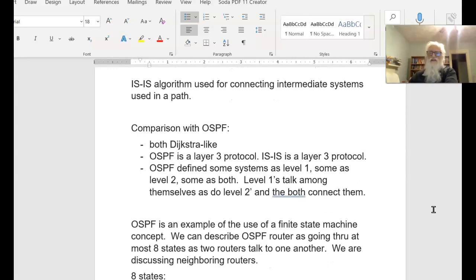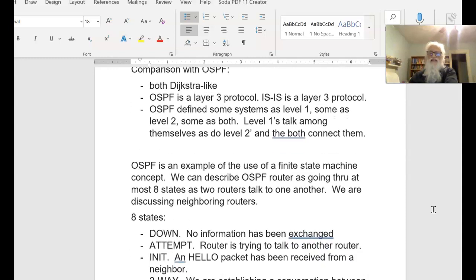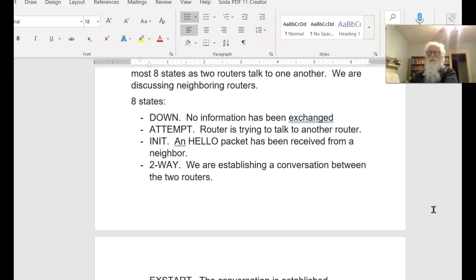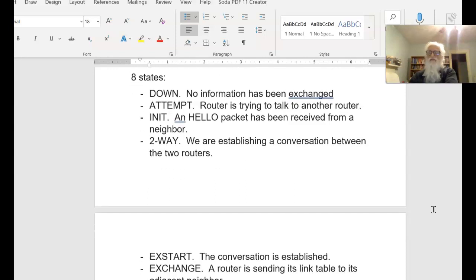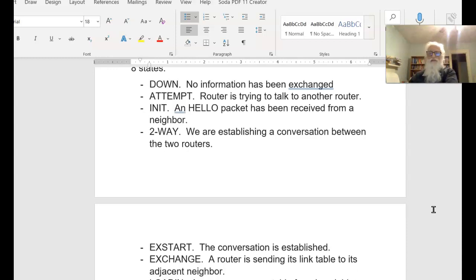OSPF can also be looked at as an example of a finite state machine. The router is in 8 states, and it goes around these states. You can see the states there. I'm not going to go through them all, but it's another example of an automata, a finite state machine. As I said, there are many, many of them in computer science.